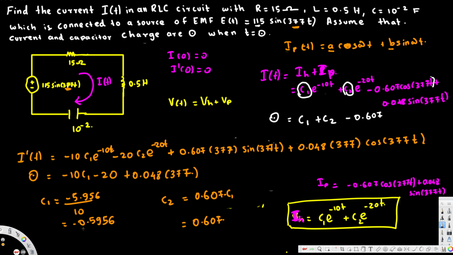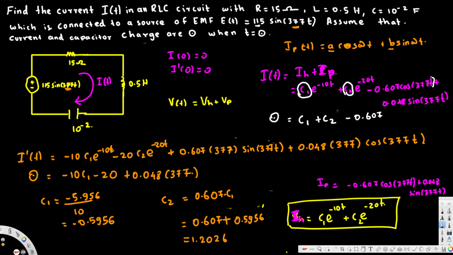Since c1 is negative, make this one plus, right? Because c1 is equal to negative 0.5956. So here we already have a negative, that's going to turn this one into positive. So we are going to have 0.5956, and if you add these two together, you're going to get 1.2026. So this is our c1 value and this is our c2 value.